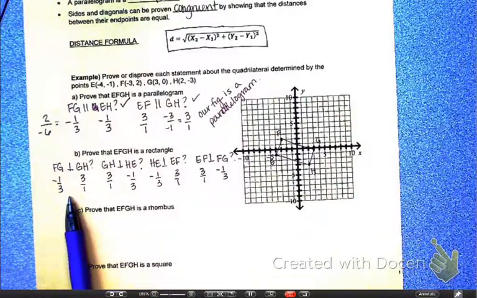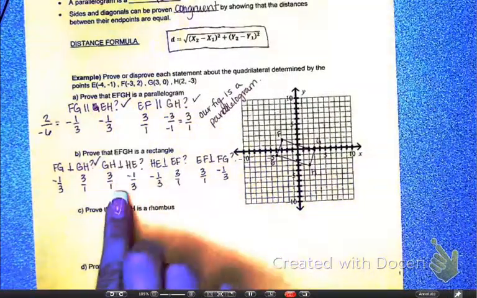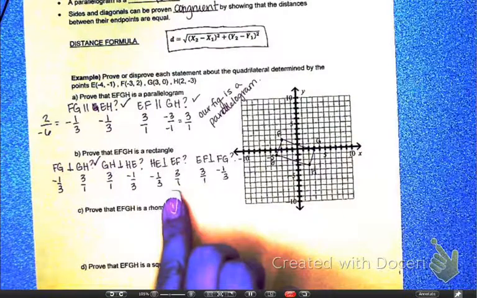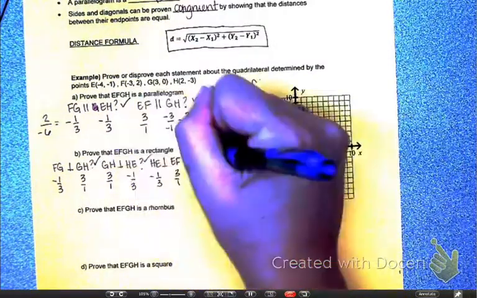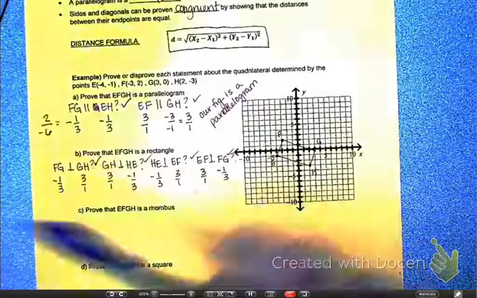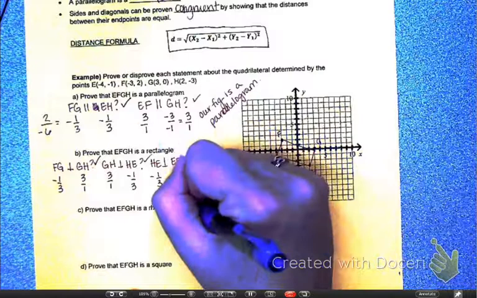Is FG perpendicular to GH? Yes, because they have opposite reciprocal slopes. What about these two sides? Yes? Yes? And yes, all the way down. Okay, so we know it's a parallelogram. We know all of the angles are right angles, so we can say the figure is a rectangle.